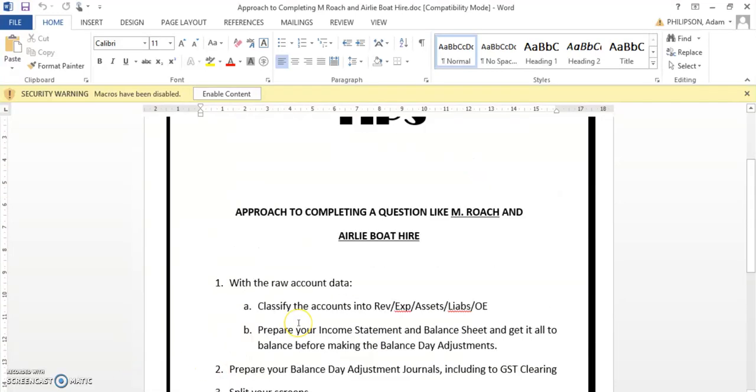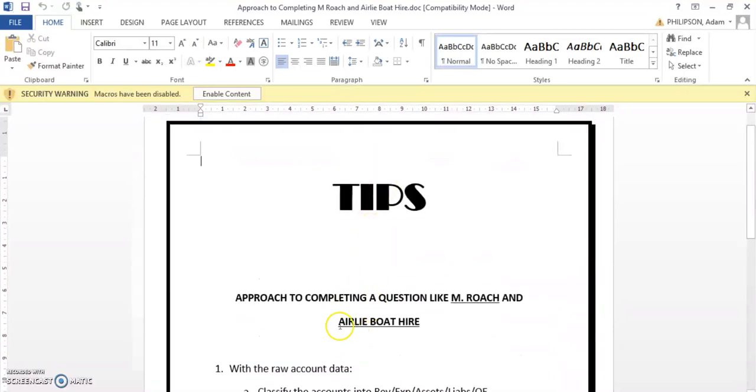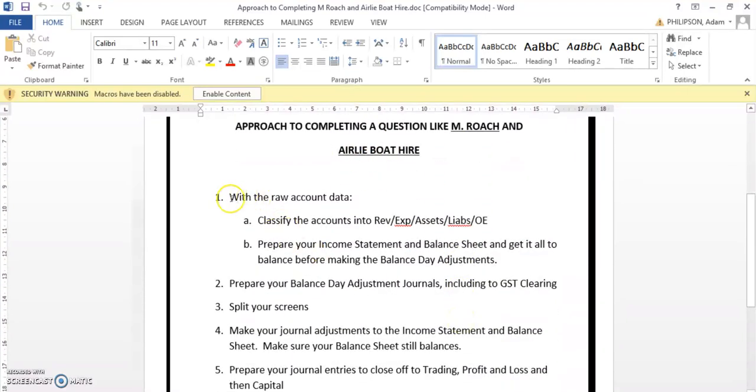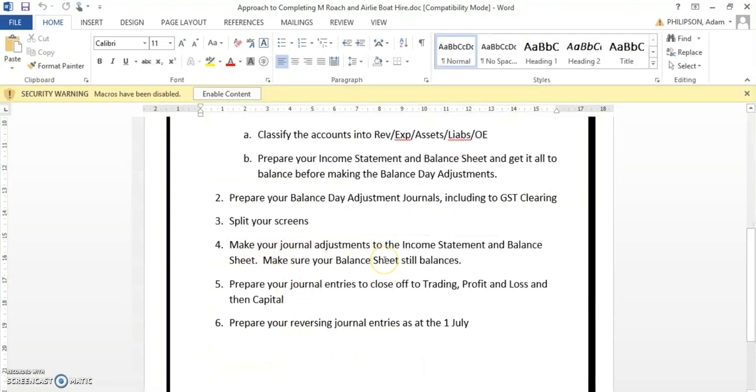Okay, so after doing what we've done, we have worked through our approach to completing an exam style question. We've completed part 1, step 2, step 3, step 4, and now we are on to step 5. We've finished with our income statement and a balance sheet, but we need to refer to it to create our journals to close off the trading and profit and loss and capital. So we prepare our journal entries to close off, and then we've got our reversing journals, and that's all we need to do for this question.